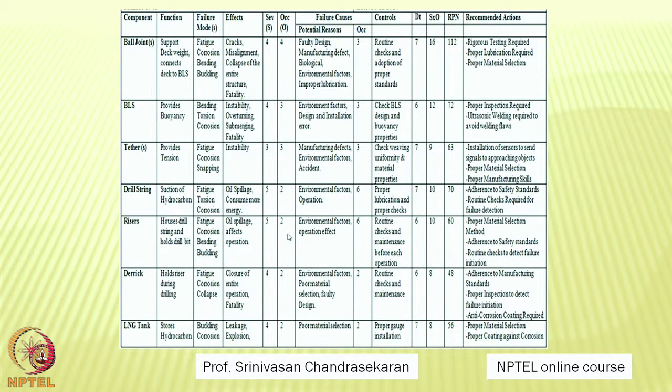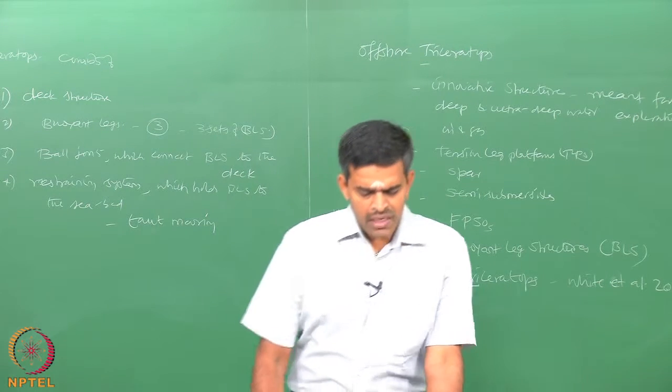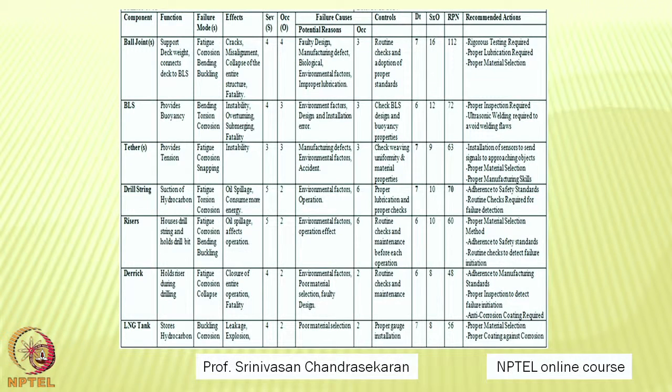Interestingly, this information is taken forward to do an FMEA study. Now, the FMEA table shown to you is essentially an FMECA, done for design purposes. That is called design FMEA. One can see, for example, the ball joint. The function of the ball joint is to support the system and the deck weight, and it connects the deck to the BLS.